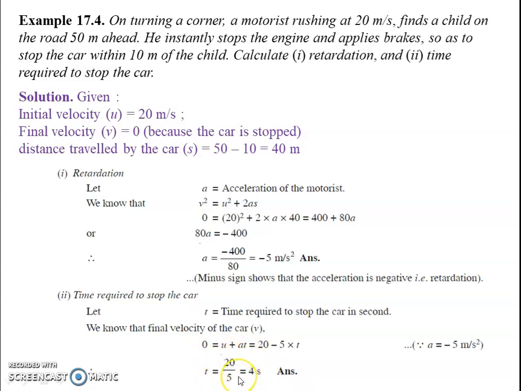To stop the car 10 meters from the child, the person requires 4 seconds with a retardation of 5 meter per second square. This is the way we have to solve the problems. Okay, this is what we found. 5 seconds he requires to stop the vehicle at 40 meters.